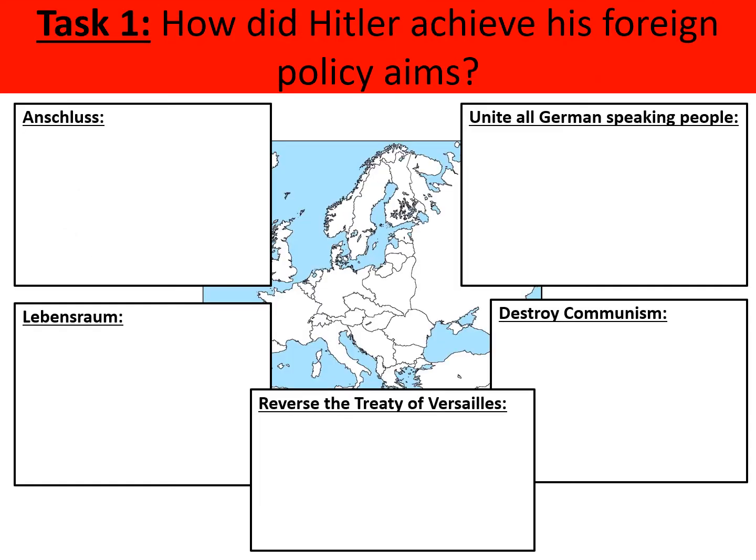Okay, if we go to the next page in the booklet, I've got the 5 aims that Hitler wanted to achieve. And we're going to look and take notes, and you can do this as a bullet point list if you want, of all the things that Hitler has done in order to try and achieve his foreign policy aims. So one of his aims was to achieve Anschluss. So has he achieved Anschluss, which was to unite with Austria? Now it's worth pointing out that there were 2 attempts at Anschluss. So you might want to put bullet point 1 in that box.